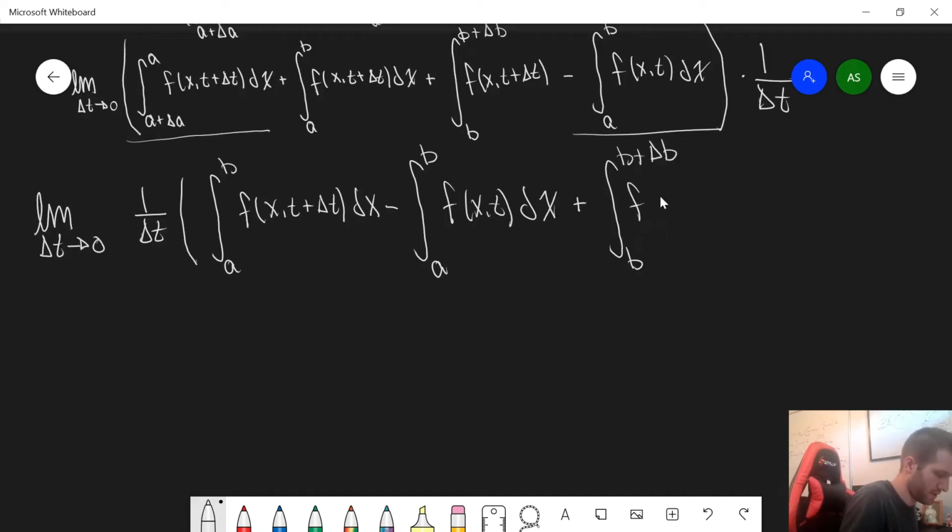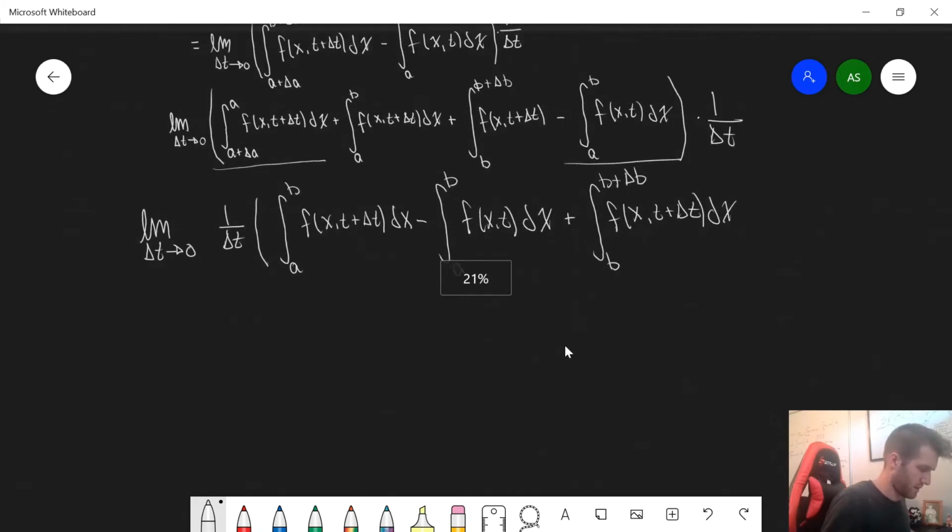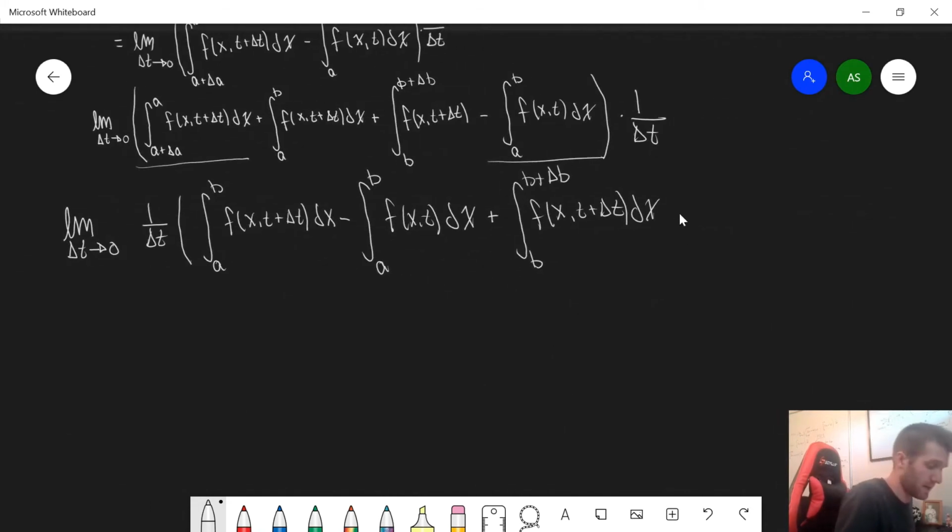where we have our function of x comma t plus delta t with respect to x. And as I said, now this factor is negative, so we're going to be subtracting from a to value a plus delta a. And that is going to be our function composed with x comma t plus delta t with respect to x.